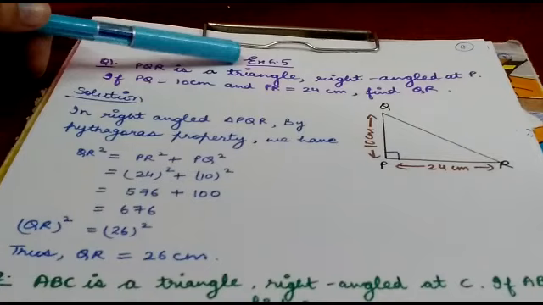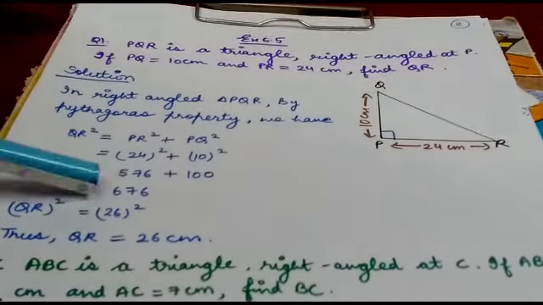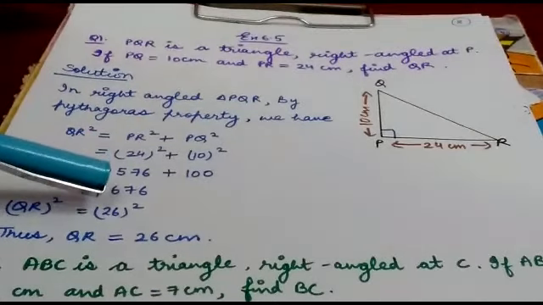Now I have told you about the square numbers. 24 square means 24 into 24. If you learn the square numbers, you can easily tell me that 24 square is 576 and 10 square is 100. Now when we add these, we get 676. If you learn the square numbers up to 30, you can tell me that 26 square is 676. So I can replace 676 by 26 square. Now QR square is equal to 26 square. So when we cancel the powers, we get QR equal to 26 centimeter.